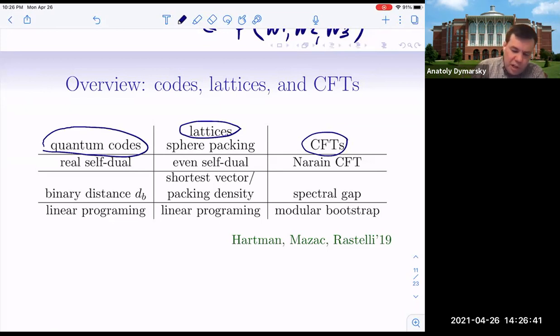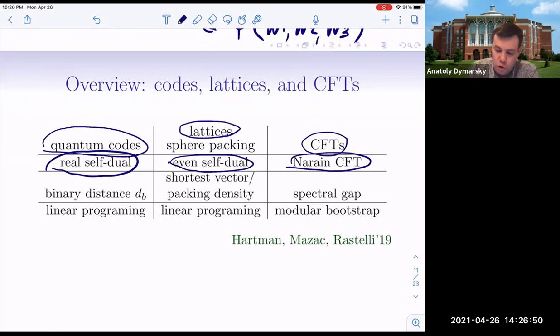For example, if we start with very special quantum codes, we will have special Narain lattices, and then we'll have Narain CFTs. And then certain properties of those CFTs, like spectral gap, would correspond at the level of lattices and sphere packing to packing density, and at the level of codes, they will correspond to binary distance.